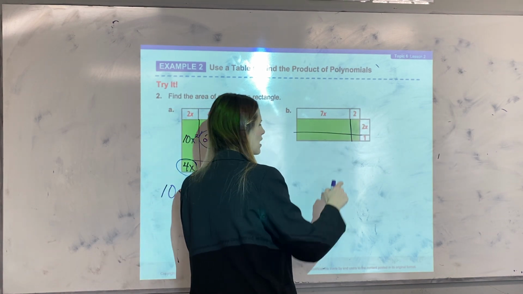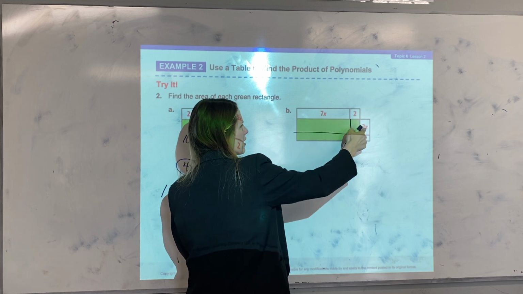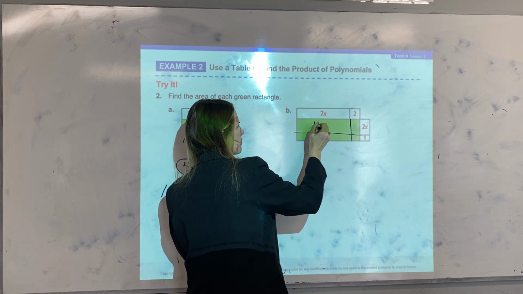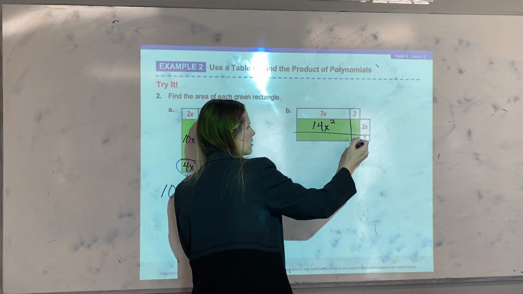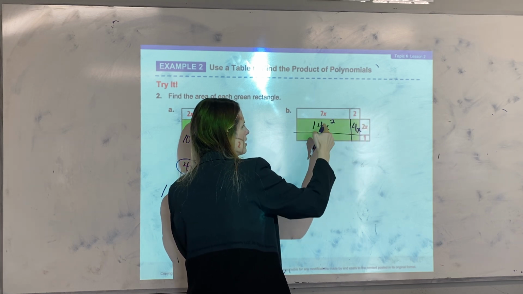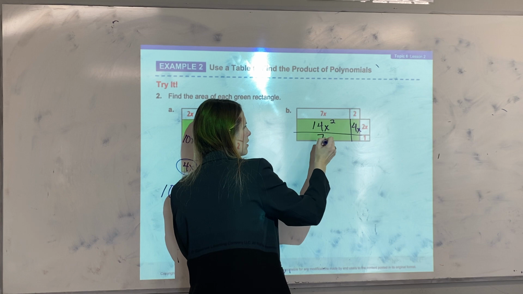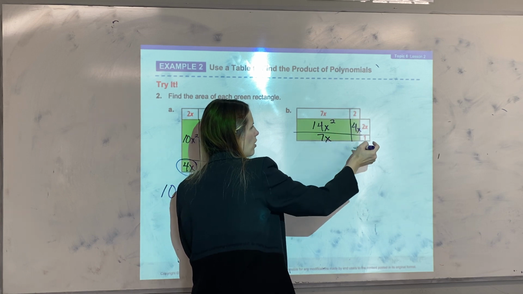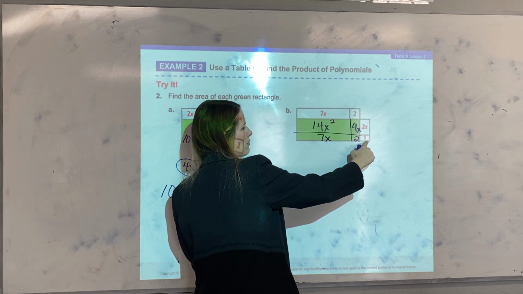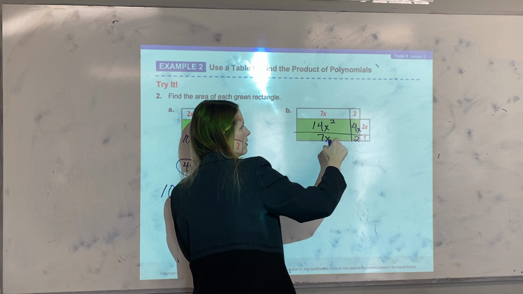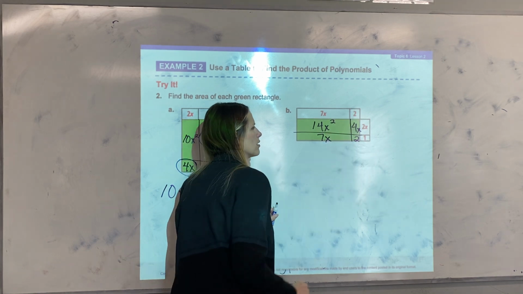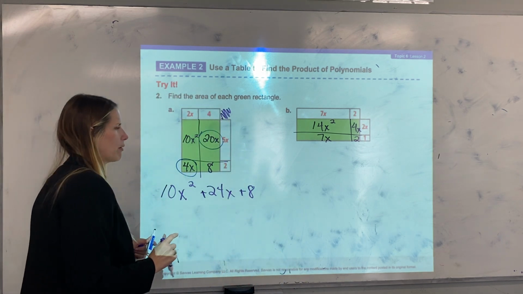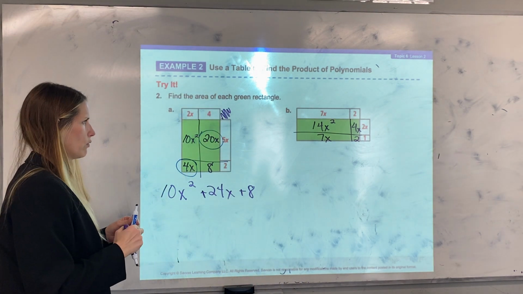Table looks a little weird, it's kind of smushed, but that's okay. 7x times 2x is 14x squared. Good, 14x squared. 2 times 2x is 4x. And 7x times 1 is 7x. 7x. 2 times 1 is 2. Notice how anytime you're multiplying by 1, it's just the same all the way down, all the way across. Whenever you're multiplying by 1, just write the binomial over again.